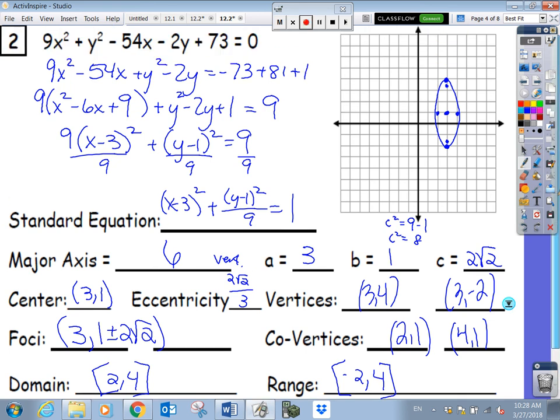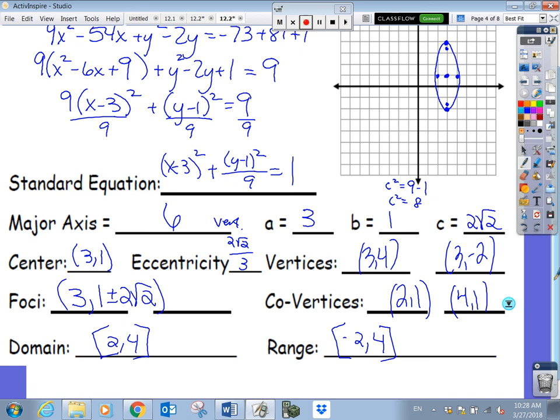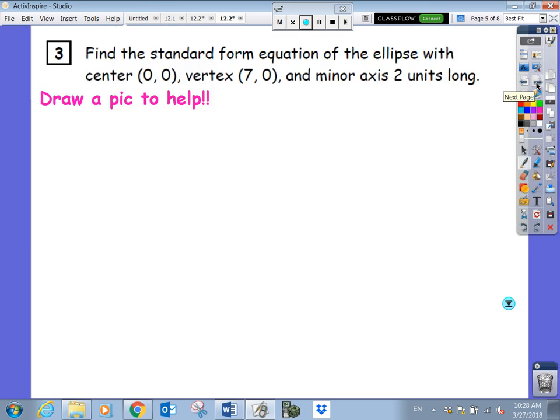Now, will we always ask you to do all of those things? No. But we might just say graph it. You have to be able to graph it. Or we might just give you an equation and say write in standard form. Or give you an equation and say what are the vertices? Or what is the eccentricity? Or like these next ones, it's going to give you some parts of the problem and you have to write the equation.